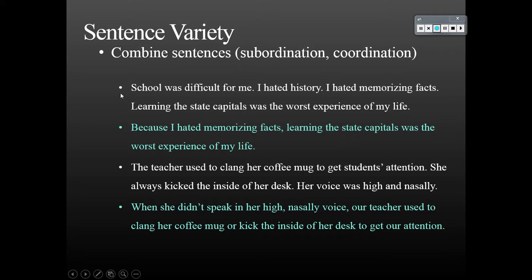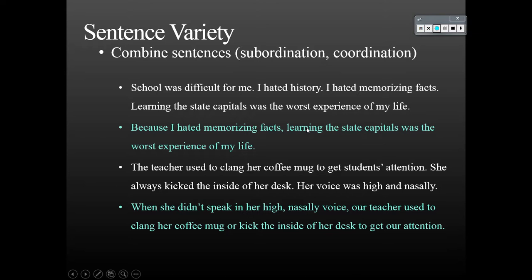So, in this case, make one of these clauses a dependent clause, or what's called the process of subordination. Remember, dependent clauses are also called subordinate clauses. So the process of subordination just means I'm making a dependent clause out of what was formerly an independent clause. So, because I hated memorizing facts, learning the state capitals was the worst experience of my life.